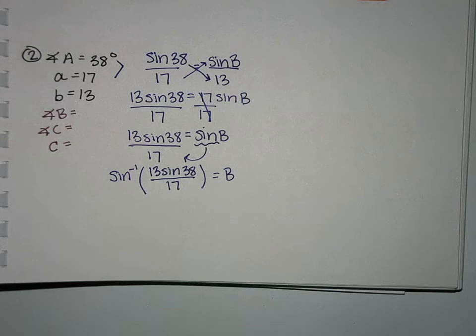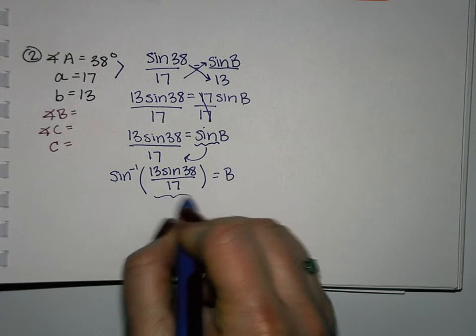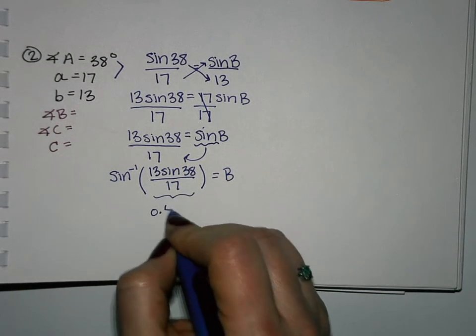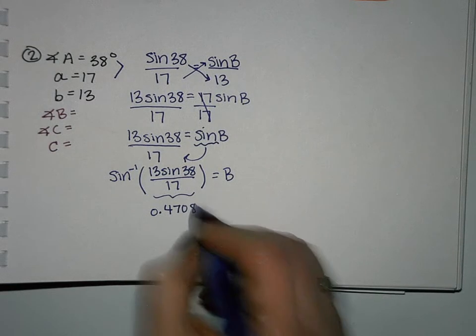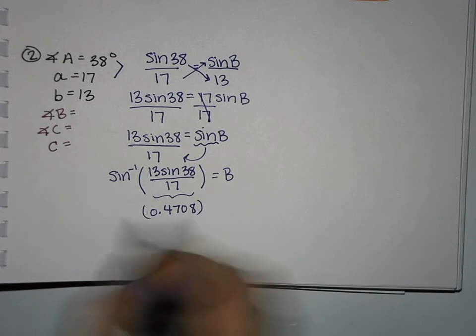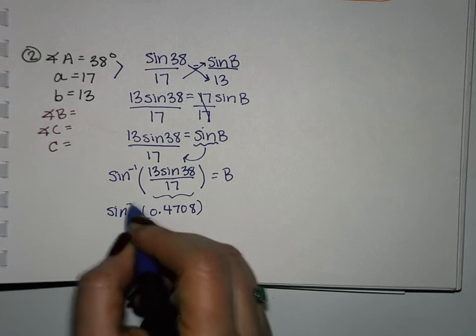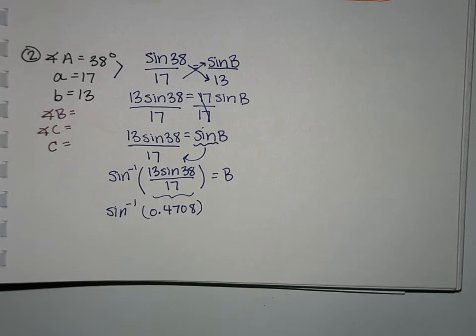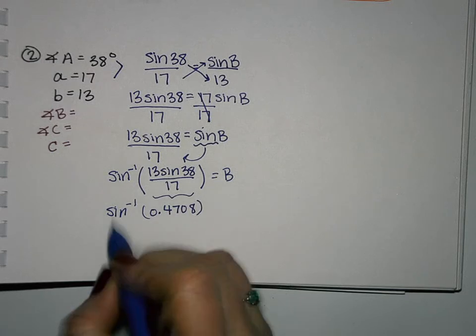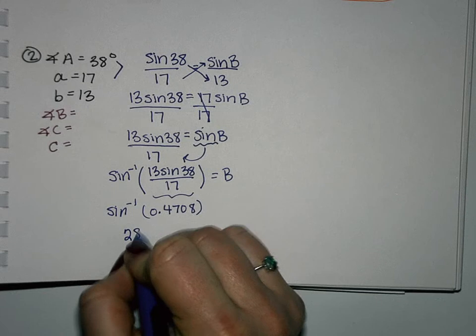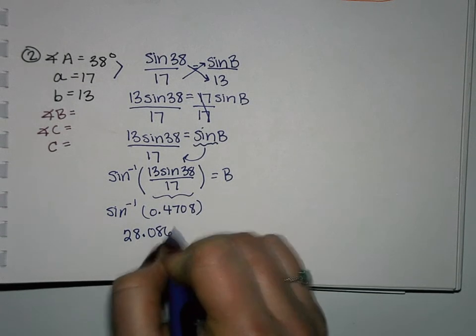So if you wanted to start by finding 13 times sine of 38 divided by 17, this inside part becomes 0.4708. Then you can inverse sine it, and you should get 28.086 degrees.